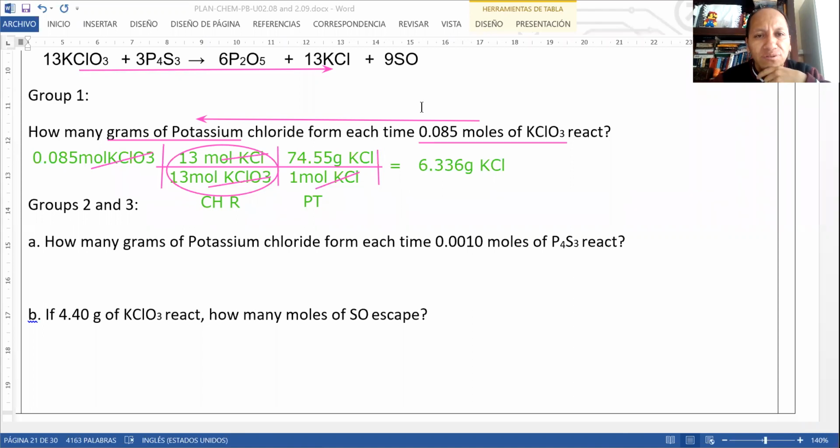Remember the steps we followed today. We said how many grams of potassium chloride, so that's what you're looking for, and from each time 0.085 moles of KClO3 react. So this is the data: 0.085 moles of KClO3. You're moving from that one to grams of potassium chloride. My reaction says that 2 moles of KClO3 produce 2 moles of KCl. But the question is in grams, because if it were in moles, the answer would be the same as here. But since it's in grams, you pass it to grams, and that's it.